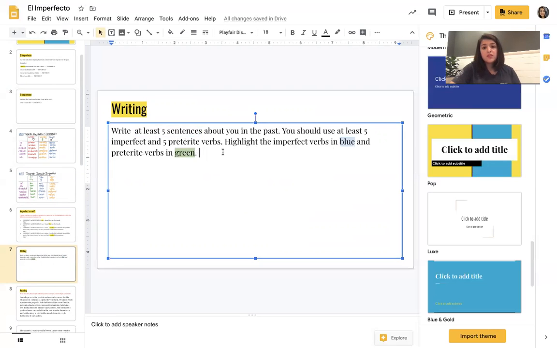Now, if you want to write it in English and highlight the English verbs, you can do that and then try to translate them to Spanish. If you're feeling brave and you just want to go ahead and write them in Spanish, you can do that too. I'm going to leave that up to you.